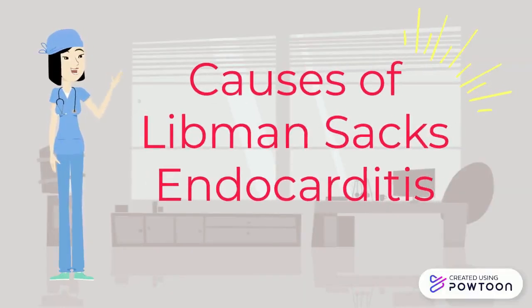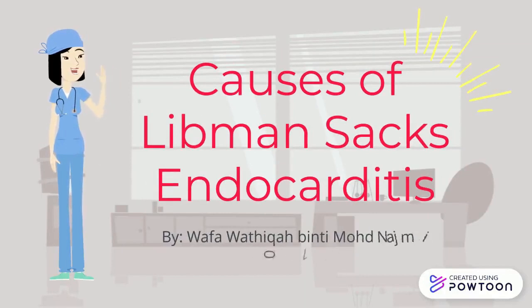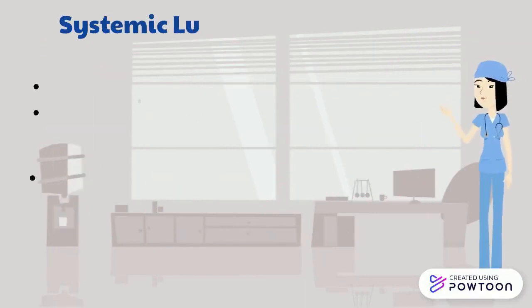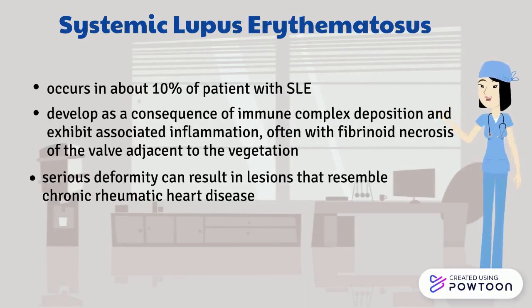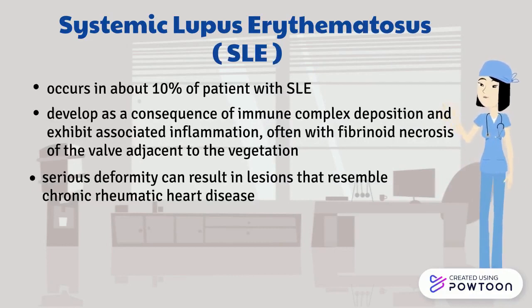Causes of Libman-Sacks endocarditis. LSE occurs in about 10% of patients with SLE. It develops as a consequence of immune complex deposition and exhibits associated inflammation, often with fibrinoid necrosis of the valve adjacent to the vegetation. Serious deformity can result, with lesions that resemble chronic rheumatic heart disease.